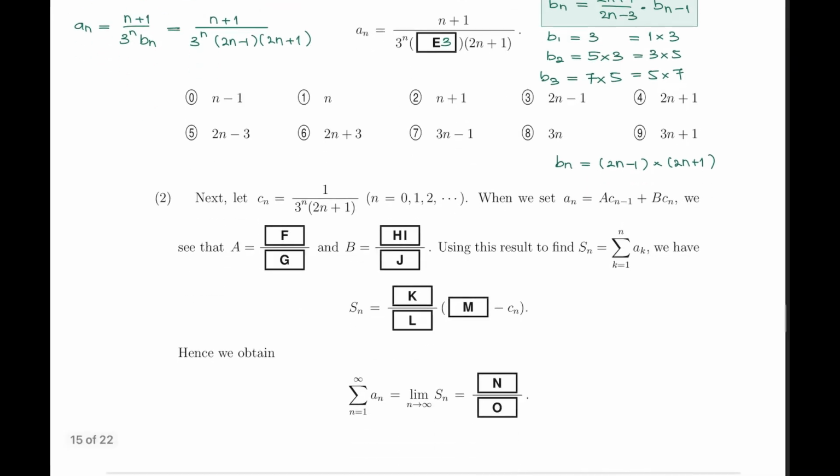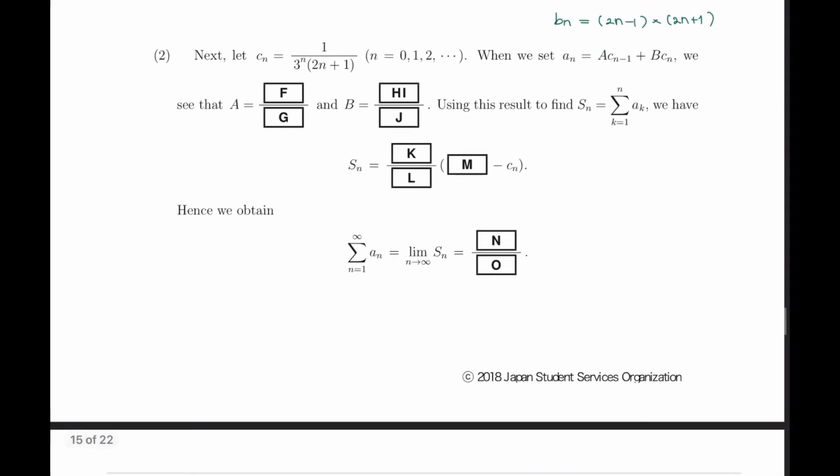Okay, next, let Cn equal 1 over 3 to the power of n times 2n plus 1. When we set An equal to A times Cn plus 1, Cn minus 1, plus B times Cn, we see that A equals blah blah blah and B equals blah blah blah. So I have to know what A and B are here.